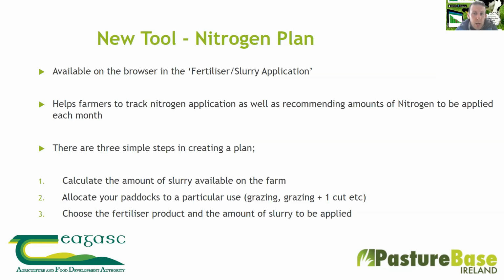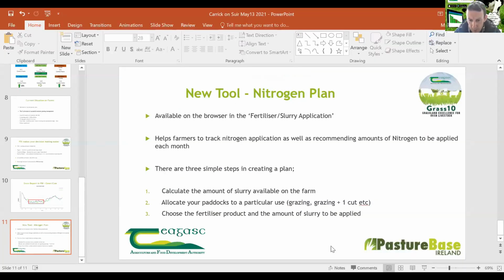It's available on the browser, so you have to log into the website, www.pbi.ie, and it's under the fertilizer and slurry application tab. There are probably three main principles, or three main steps, to the plan. The first one is to calculate the slurry which is available on the farm. The second one is to allocate the paddocks to a particular use. So you will have grazing paddocks, paddocks which are grazed and closed up for a cut of silage, and some paddocks used for grazing and 2 cuts of silage, for example. And then finally, you have to choose the fertilizer product and the amount of slurry that you need to apply on the particular paddock.